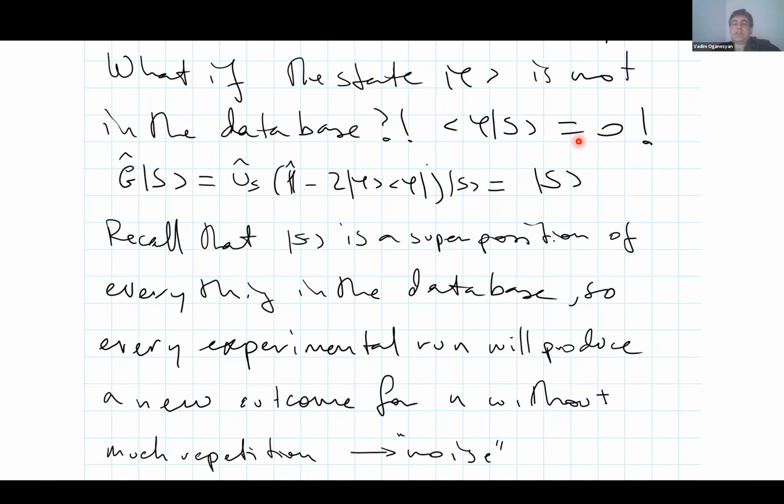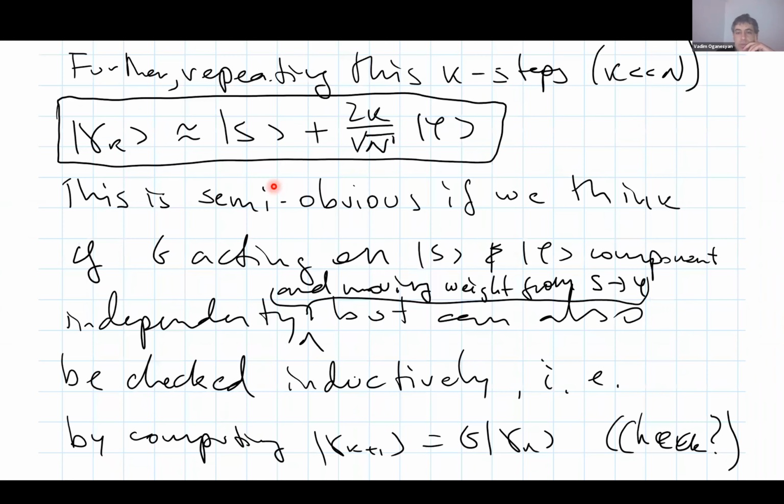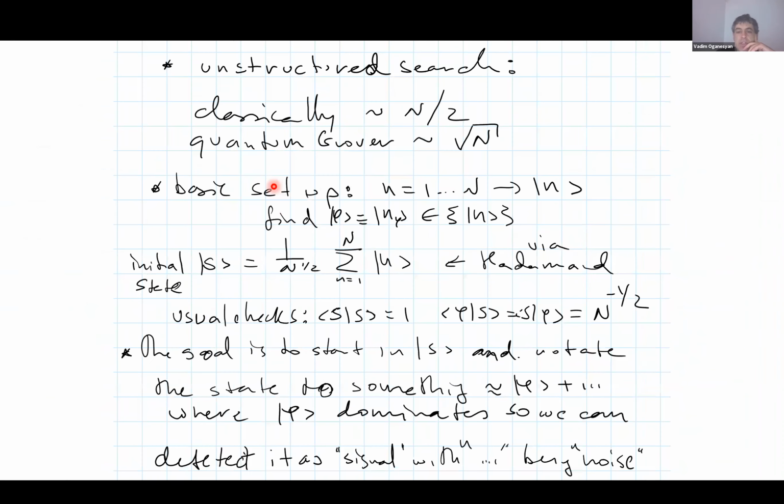So let's play the devil's advocate, or rather, every time you see something working, you want to make sure that when it shouldn't work, it doesn't work, okay? So let's see what it means not to work in this context. What if the state phi is simply not in the database? Remember, the first step of the database was to construct this full superposition of the states in the database.